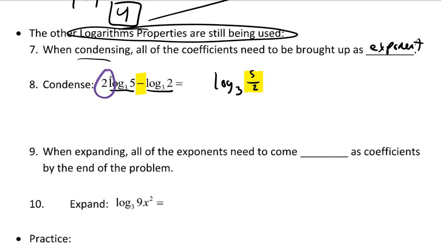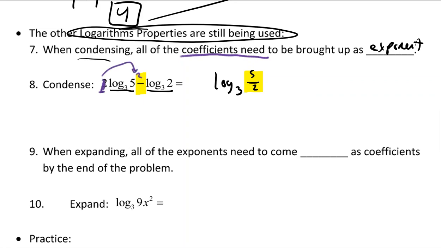You're just ignoring this 2 out here. You can't just pretend like that 2's not there and then tack it on later. It doesn't work like that. So before you can condense, you need all these coefficients. This is a coefficient. It's being multiplied by the log. Bring this up as an exponent.